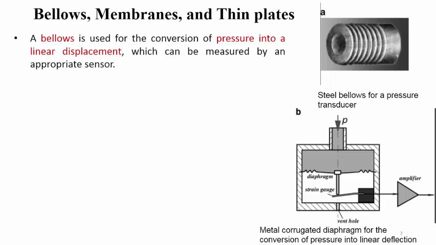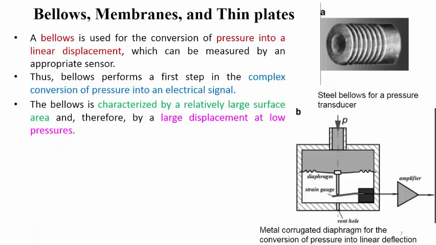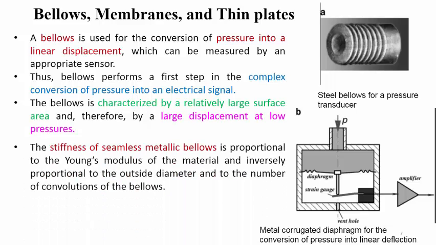So the bellows is used for the conversion of pressure into linear displacement, which can be measured by an appropriate sensor as shown in figure B. Thus the bellows performs the first step in the complex conversion of pressure into an electrical signal. The bellows is characterized by a relatively large surface area and therefore by large displacement at low pressure.